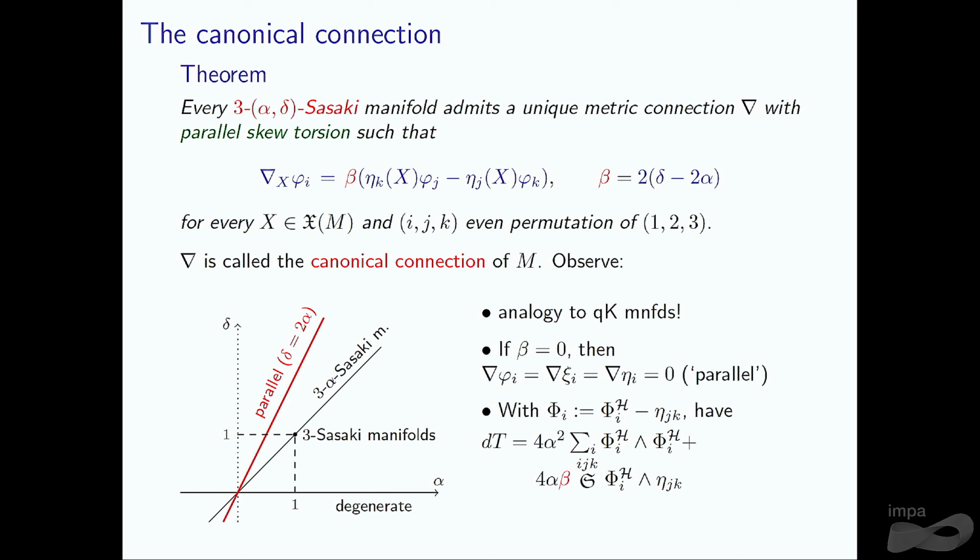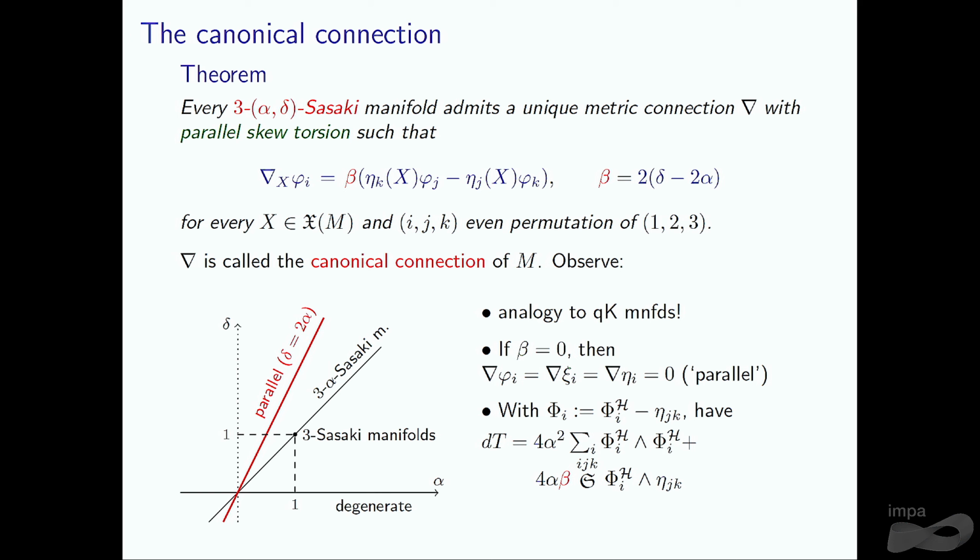That's the best way to phrase it. And the constant beta, which appears here, can be computed, and beta is twice... And now this is surprising, because maybe you would suspect delta minus alpha. I certainly did, but it's not. It's delta minus 2 alpha.